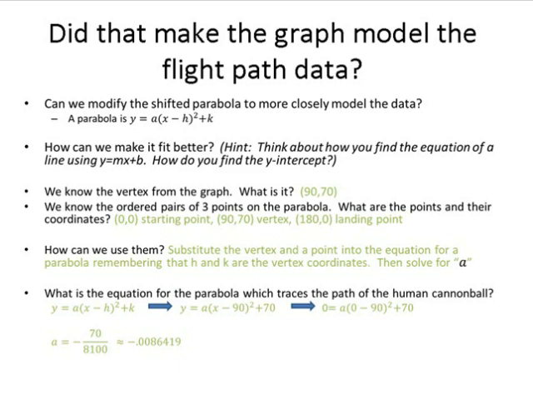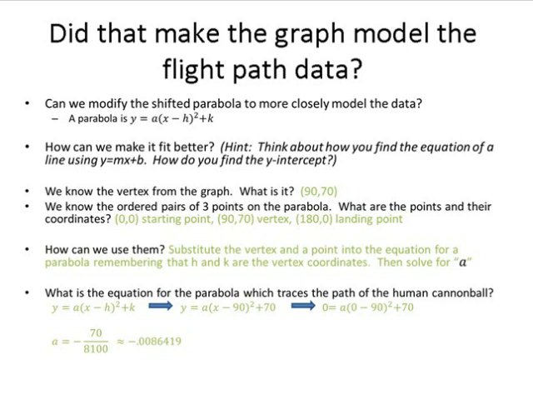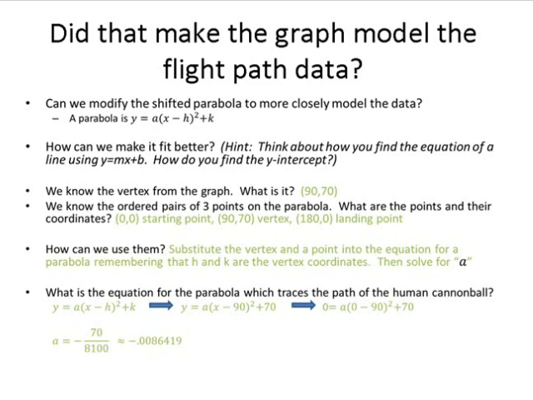Did that make the graph of the model follow the flight path? Well, not really. It's still too skinny, isn't it? Because if you go back to the graph, you can see that this is going to be a problem, because the 0 is not actually where the cannon is, nor is it where the net is. So this could be problematic for the poor guy flying through the air. He's going to have to take off from underground, and he's going to end up hitting the ground somewhere away from the net. So how can we modify the parabola to more closely fit the data? Well, we have to look at our shrinking and stretching horizontally and vertically.